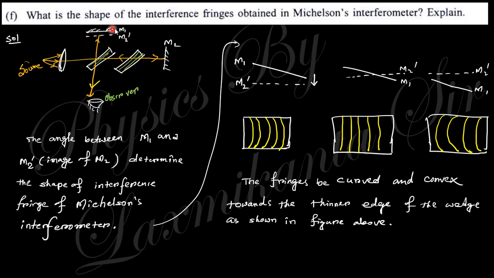Depending on the angle between these two mirrors, the fringe will be like that. This one is curved like that, and for that one it is like this, and they cross. Their position can be changed by the screw, and finally you will obtain this fringe. The angle between M1 and M2 determines the shape of the interference fringe.